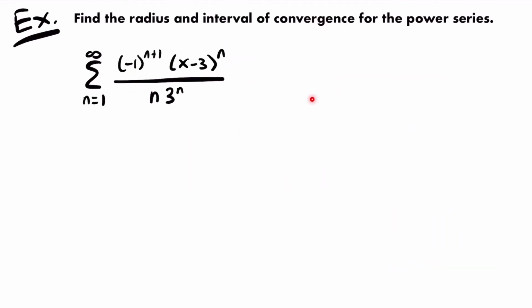All right, so here's our next example. We once again want to find the radius and interval of convergence for the power series. This time our power series is this series right here. We have the sum from n equals 1 to infinity of negative 1 to the power of n plus 1 times the quantity x minus 3 to the power of n divided by n times 3 to the power of n. Alright, so if we want to find the radius and interval of convergence for this power series, we need to use the ratio test.